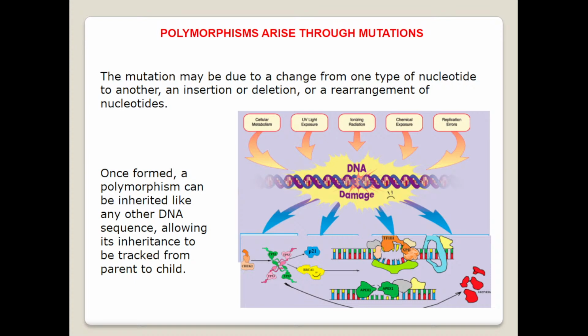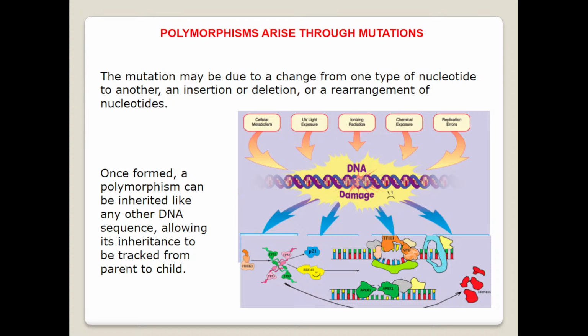Polymorphism and mutation. It is a process, it is one way. Mutation may be due to a change from one type of nucleotide to another, an insertion or a deletion, or a rearrangement of nucleotides. And you can see here in these pictures many reasons which can lead to mutation.